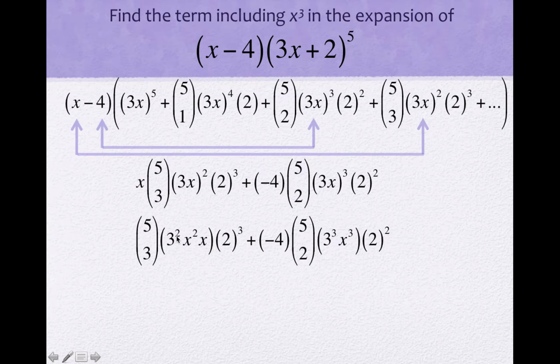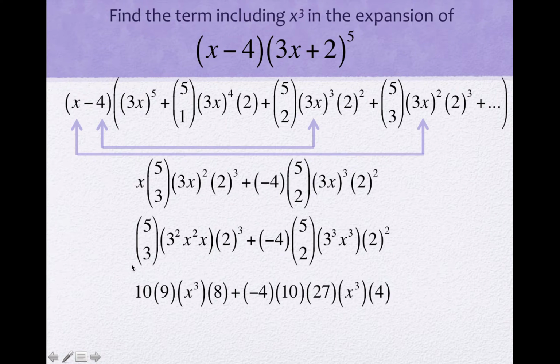I know 3 squared is 9. I know x squared times x is just add my exponents, right? X cubed. 2 cubed is 8. Negative 4 is fine, and I know that as we learned, 5 choose 2 is the same as 5 choose 3, which is 10. 3 cubed is 27, x cubed is fine, and 2 squared is 4. So I'm going to substitute these integer values in here. 9, x cubed, I simplified here, 8, negative 4, 10, 27, x cubed, and 4. And now I'm starting to look more familiar.